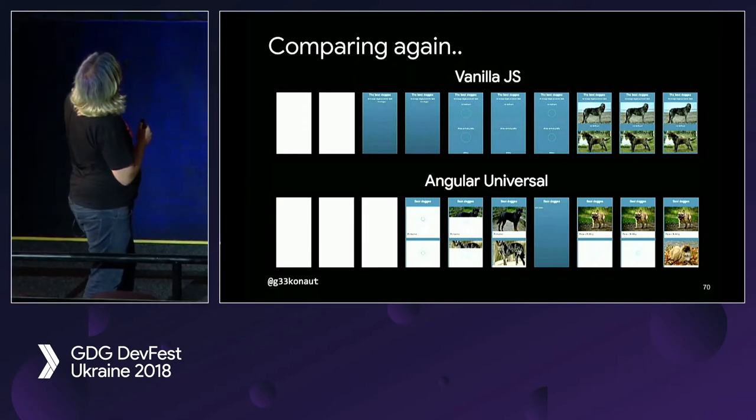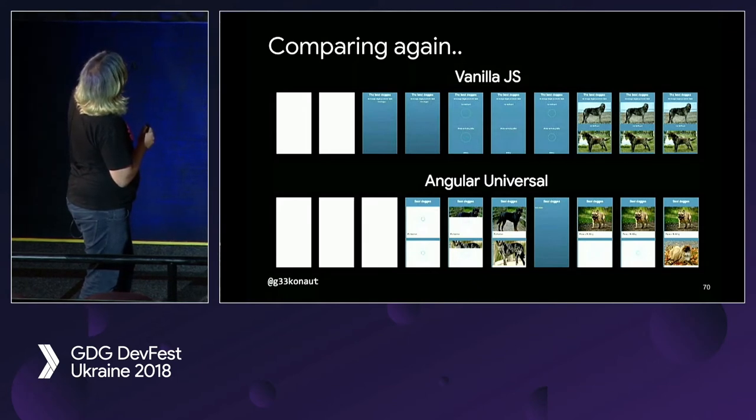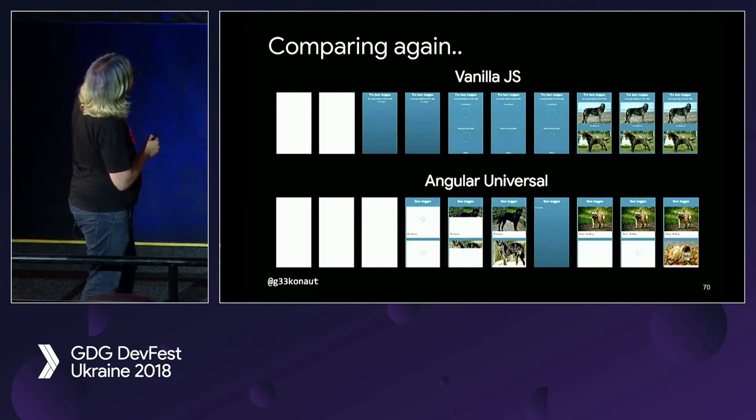So here we see this is our vanilla application. Gets us to the blue bit a little bit faster. That's okay. So we are losing this one. But then look at that. There's the card with the text. You can't really see it on the screen, but basically this is the text. The name of the dog is there when this one isn't even showing the spinners yet.